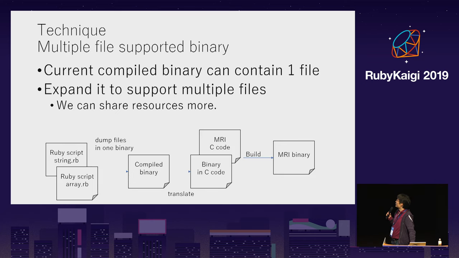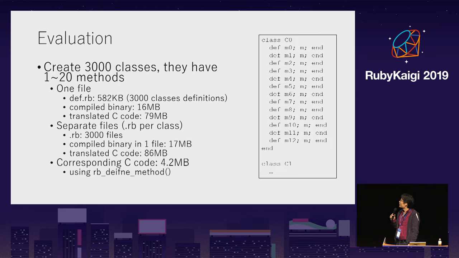The multiple file support in the binary is very simple. The current compiled binary only supports one file, but I support multiple Ruby files in one compiled binary. So we can share the resources between the files, and we can shrink the size of the compiled binary.